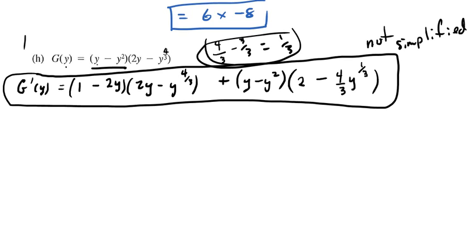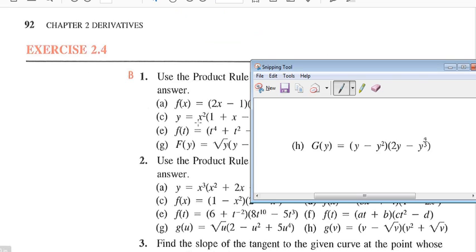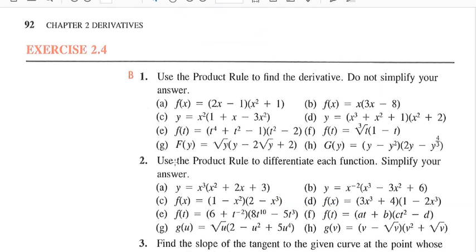But that's what the question says. And if we go back there, the question just says use the product rule to differentiate, to find the derivative. Do not simplify.